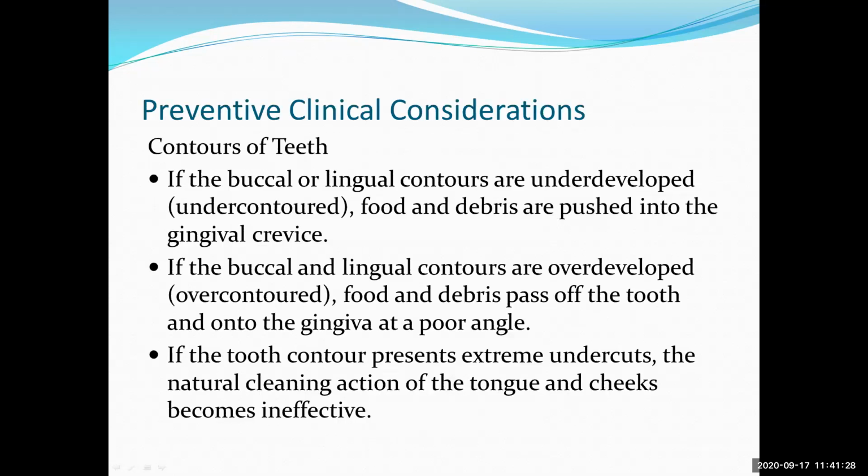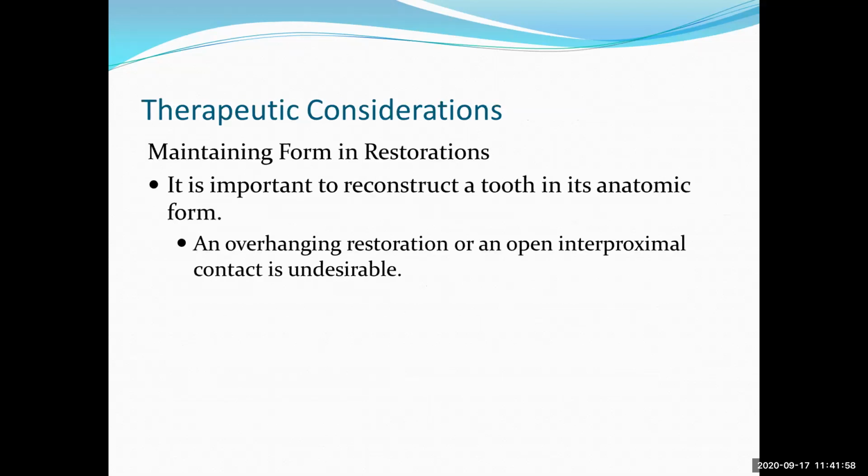Contours of the teeth. If the buccal and lingual contours are underdeveloped or undercontoured, then food and debris can actually be pushed into that gingival crevice. And if the buccal and lingual contours are overdeveloped or overcontoured, then food and debris is going to pass off the tooth onto the gingiva at a poor angle. So if the tooth contour prevents extreme undercuts, then the natural cleansing action of the tongue and the cheeks becomes ineffective.